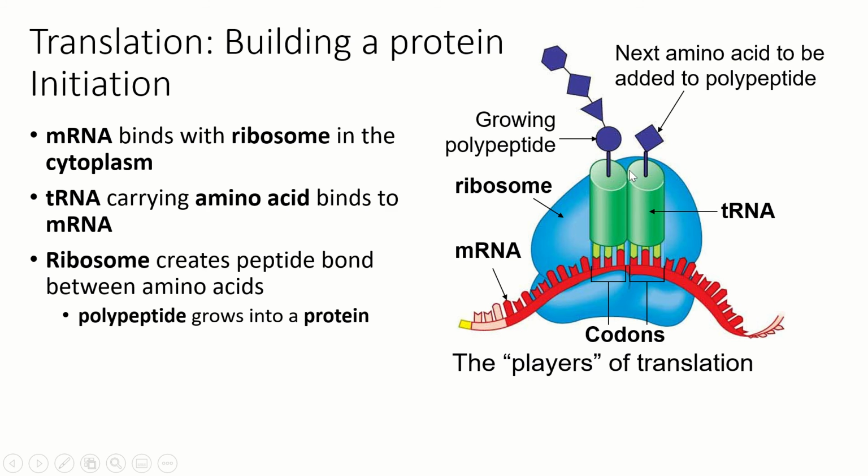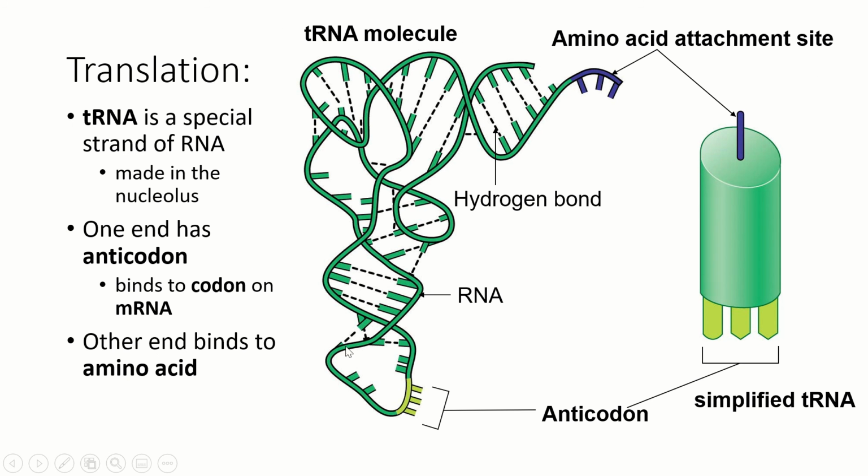Okay. So here's a tRNA. Like I said, it's RNA. It's got a sugar phosphate backbone and bases. It can fold on itself to complementary base pair and create double strands. And so it folds into this 3D shape with the anticodon exposed at one end and the amino acid attachment site at the other end. Okay.